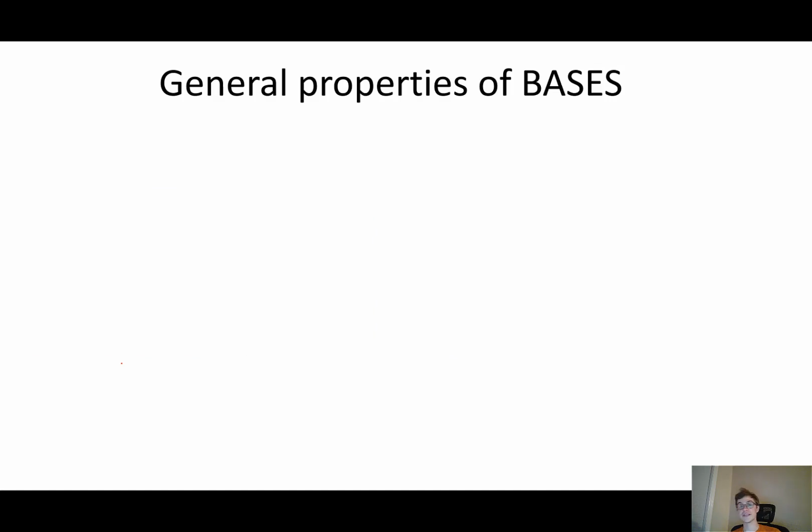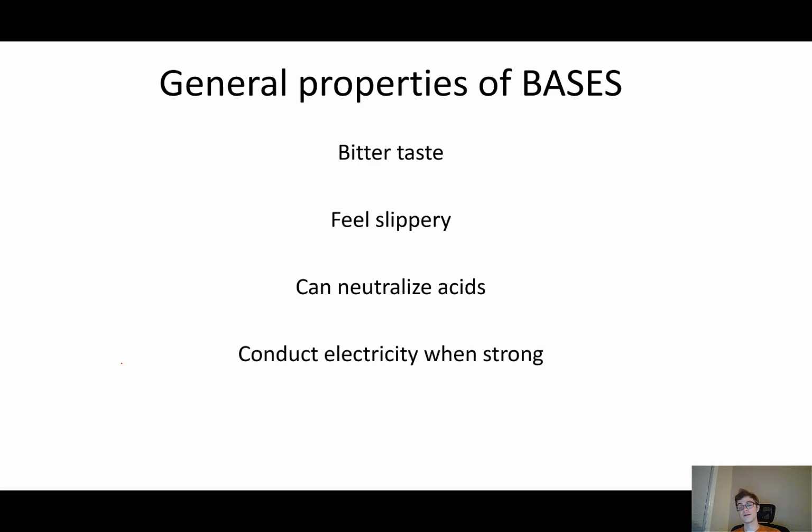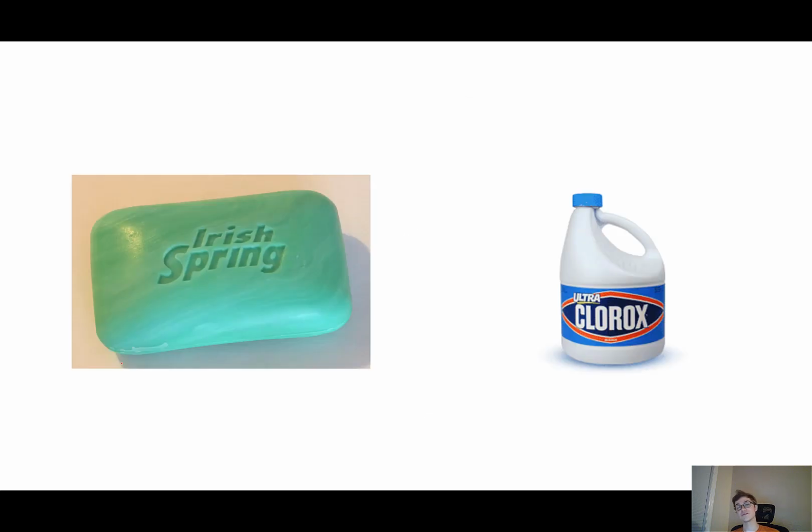Some properties of bases. Bases are not sour. They're bitter. They feel slippery when you hold them in your hand, like kind of gooey. They can neutralize acids, turn it into water. When they're strong, they can also conduct electricity, and they're dangerous when they're too strong. So a lot of cleaning supplies are bases. For example, soap is a base. That's why soap is so slippery.